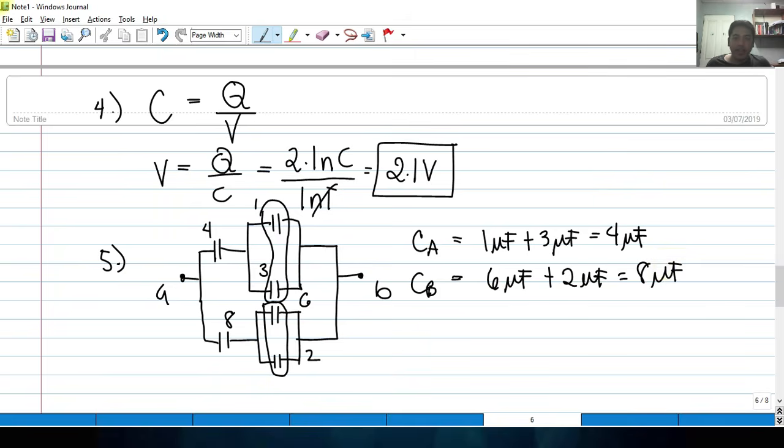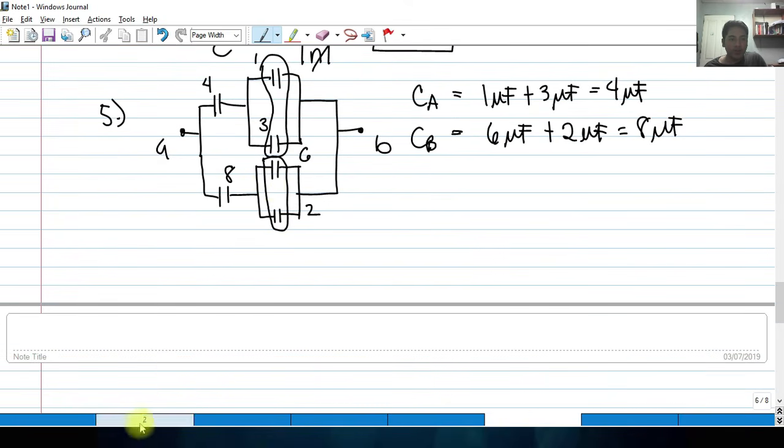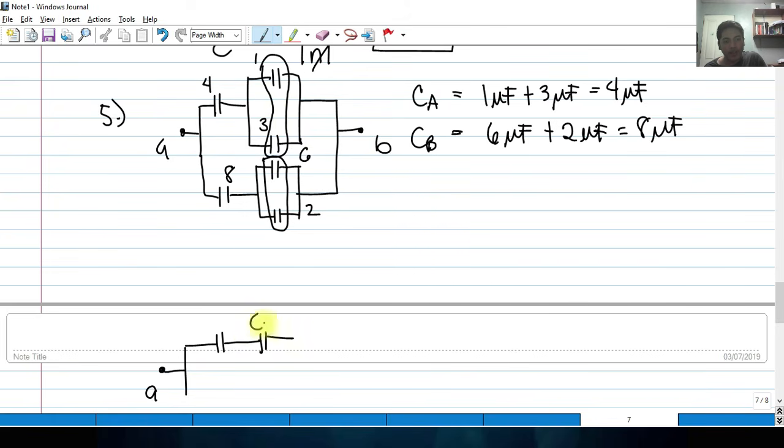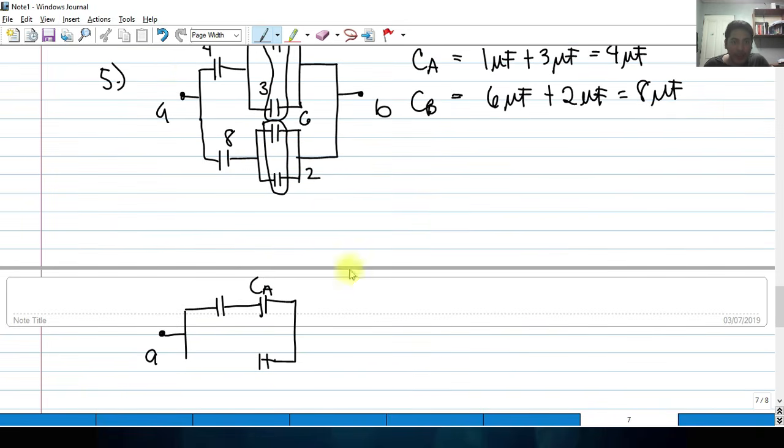Okay, so the next thing to do is to draw again the circuit. So we have terminal A here, and we have 4 micro here. And of course, these two capacitors became a single capacitor that we labeled as C sub A. And we have now another one. These two capacitors are simplified as a single capacitor, so that should now become C sub B.